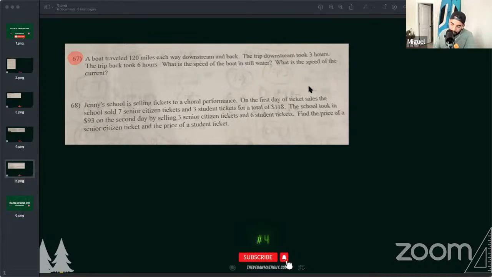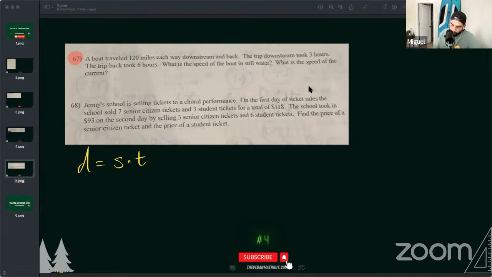So let's just go ahead and read that carefully. A boat is traveling at 120 miles each way downstream and back. The trip downstream took 3 hours and the trip back took 6 hours. What is the speed of the boat in still water? And then what is the speed of the current? These are typical questions when it comes to speed. They talk about traveling along the water or even flying on a plane with a tailwind or a headwind. The equation that we should always keep in mind when it comes to problems like this is that distance is equal to speed times the time.